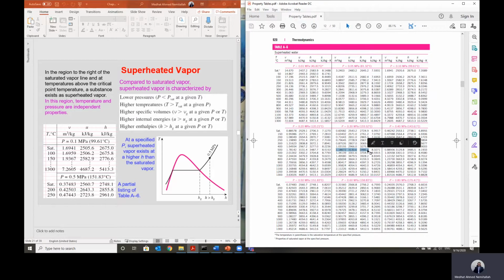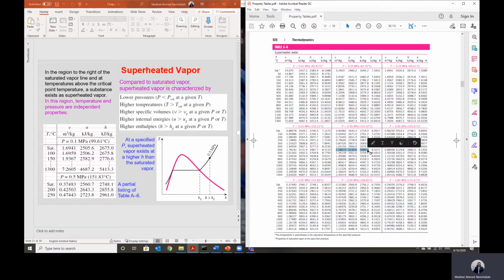To be on this line at a given pressure, any point here in the subcooled region has a temperature that is less than the temperature T saturation. This is for the subcooled region. But to be in the superheated region at this given pressure, any point here has a temperature that is greater than the saturation temperature at the given pressure. Or we can say, like what we said last time, the pressure in the superheated zone is less than the saturation pressure at a given temperature.